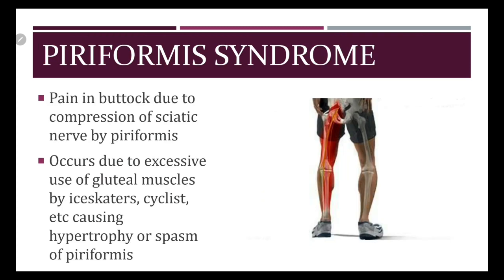Then there is piriformis syndrome. You all know that piriformis muscle is the key muscle in gluteal region. Now, this piriformis syndrome is a clinical condition characterized by pain in buttock due to compression of the sciatic nerve by the piriformis. It commonly occurs in sports that require excessive use of gluteal muscles. Example, ice skaters, cyclists, etc., causing hypertrophy or spasm of piriformis.